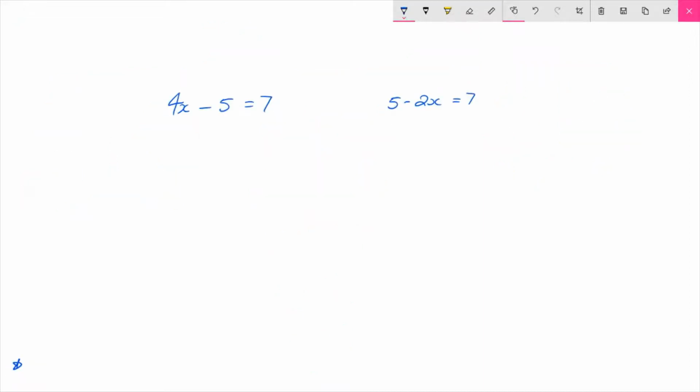Okay, let's have a look at this first example. We've got 4x minus 5 is equal to 7. So our aim is to get that x on its own. So we need to start removing things from the left-hand side. So the first thing I'm going to remove is this negative 5.